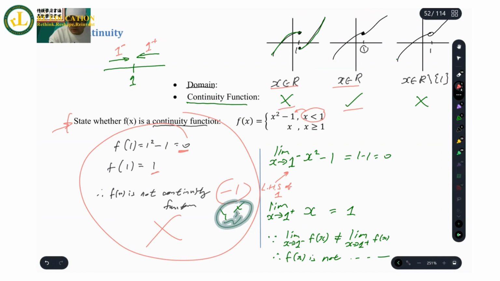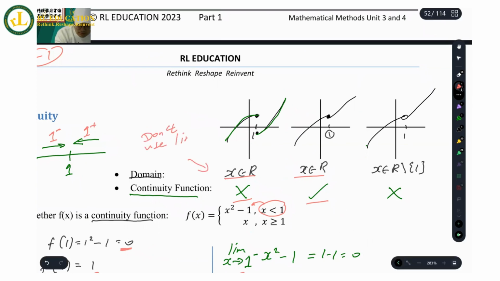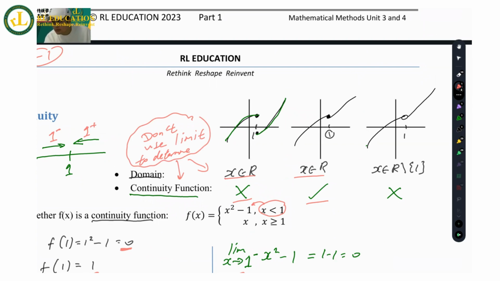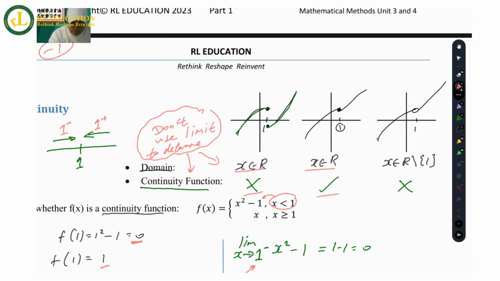You're able to see, we do it slowly first. We do this one first. Don't use domain to determine continuity. Try to recall what you heard. The hardest bit is I need to use limit. I need to use limit, just these 3 words.